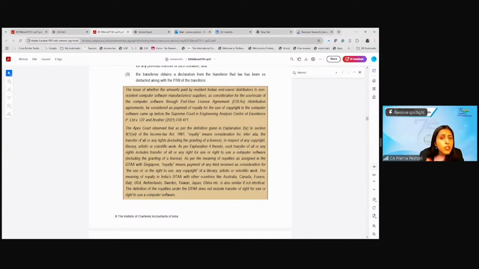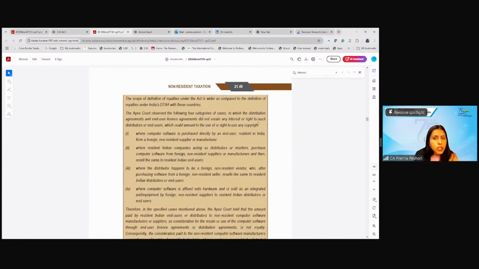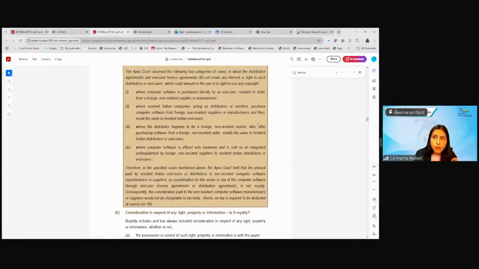Even though at the end you are purchasing a product, because you are having a right to use a computer software, and the Act includes a right to use computer software within the definition of royalty. However, under the treaty, the Supreme Court held that where the software is purchased by the end user from a non-resident company, or where the license is purchased by the distributor who is not making any changes in the software coding and is just reselling to the Indian users.